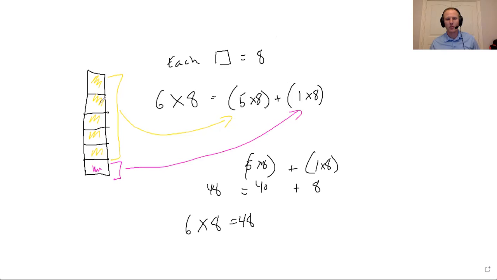Because again, I took 5 groups of 8 and separated it from one other group of 8, and then added those together at the end. So that's what we've done in the past. You're going to see a little bit of that presented this way in this lesson, but we're also going to expand on this and move into our 9's facts. The way that we're going to learn this is that you can use a 10's fact to solve your 9's fact.